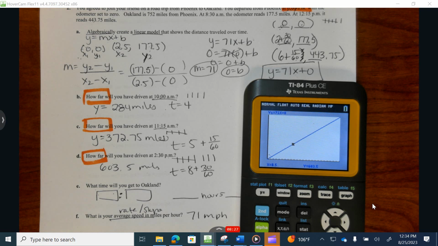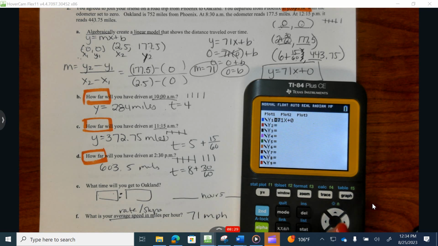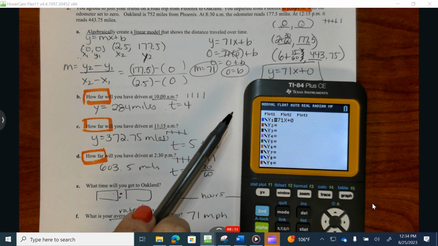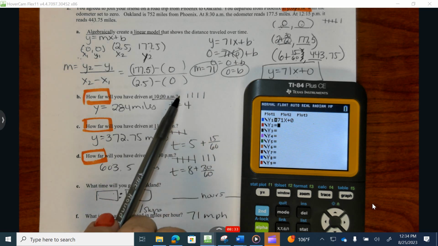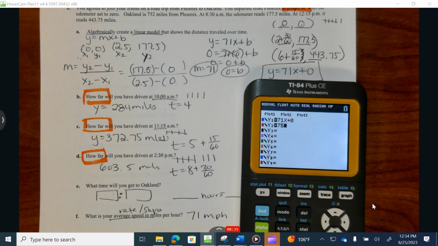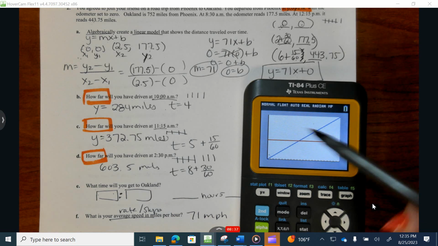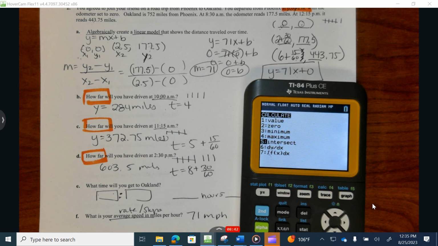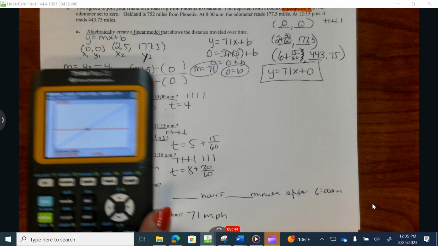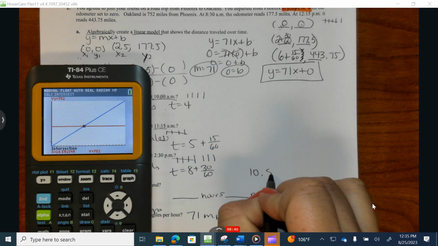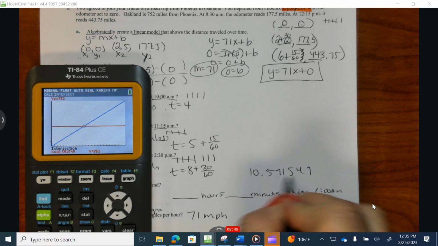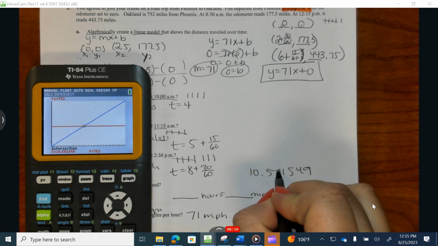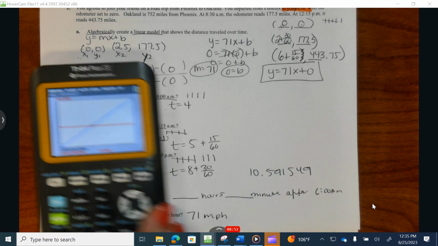So I know the amount of miles it takes to get there. And Y represents the number of miles. So I can type in 752, and let's see where they intersect. Okay, this is when you're going to land in Oakland. Second trace, intersect, let's figure it out. I want to write down this exact number. 10.591549. Don't round this. Don't round this. And you should try to be neater than I am so you can read your handwriting.